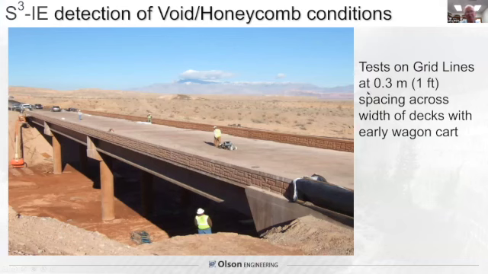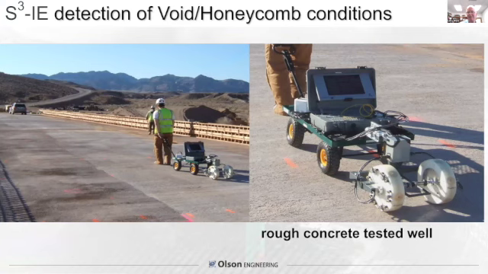At that time, this was earlier in our research, we hadn't yet developed the cart. We were simply pulling the system on a wagon. We did a 1 foot grid going across the deck with tests on each alternating wheel. It was very rough concrete, as you can see, but it coupled well. We got very good quality data.